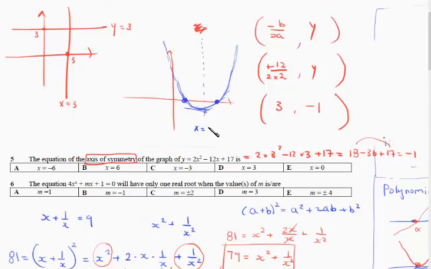I want you to think whether, by the way, this coordinate here we found is 3, minus 1. So I want you to tell me if the answer is x equals 3 or x equals minus 1. Okay, so pick your choice and type your answer, okay?